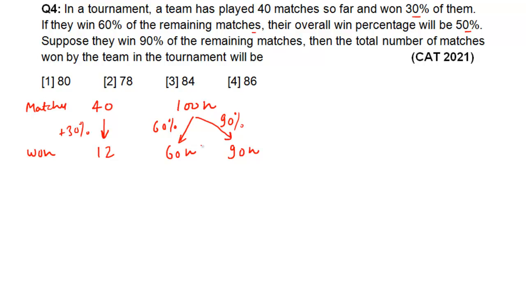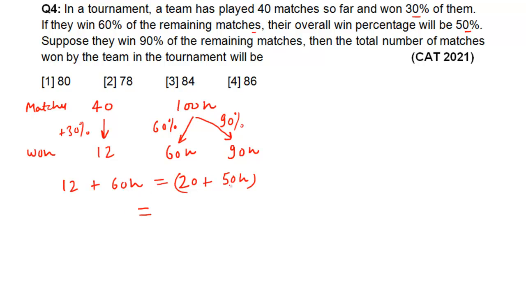Okay, so if the team wins 60%, then the total won matches is 12 plus 60n, right? And this is given as 50% of the overall matches. This winning number is 50% of overall. So 50% of 40 is 20, plus 50% of 100n is 50n. This you need to understand. This is given as 50% of the overall matches, so with the help of that we can calculate the value of n.